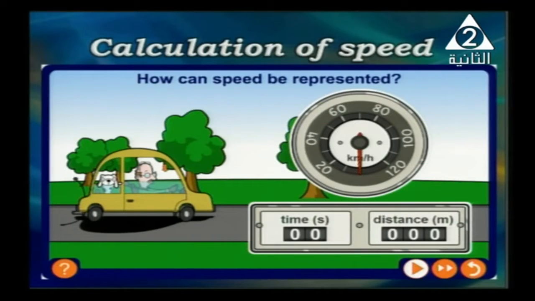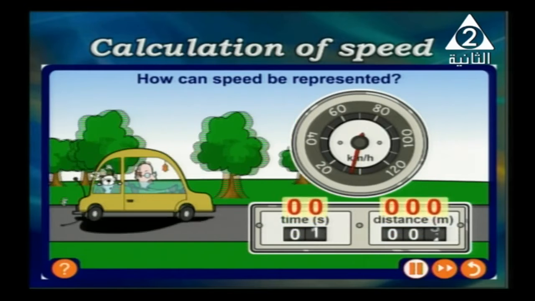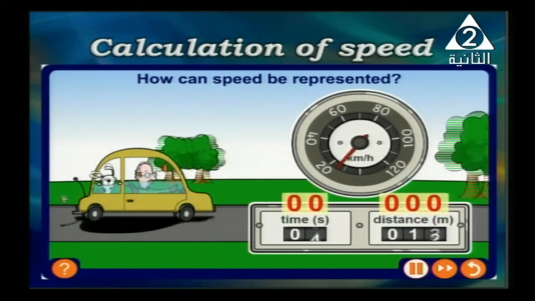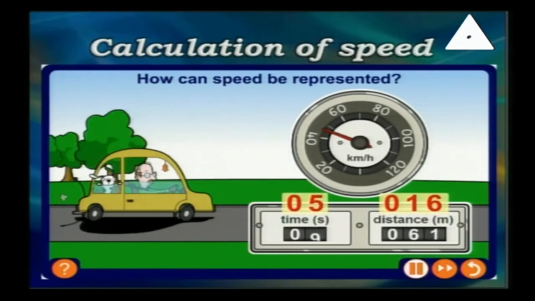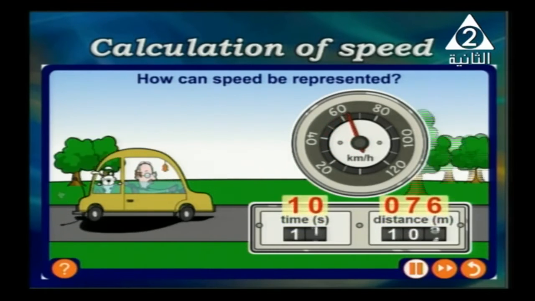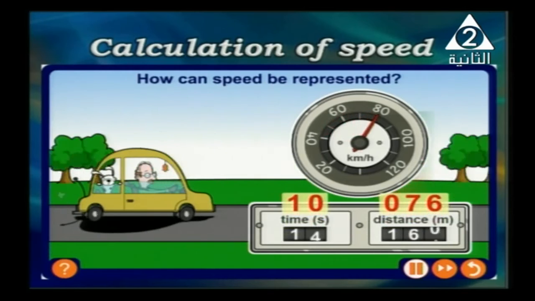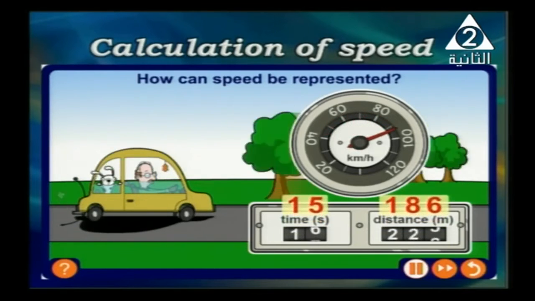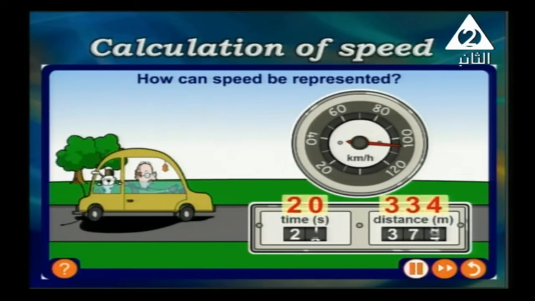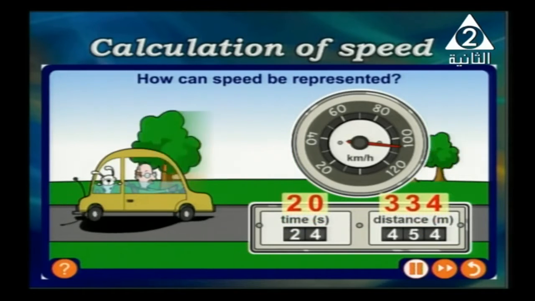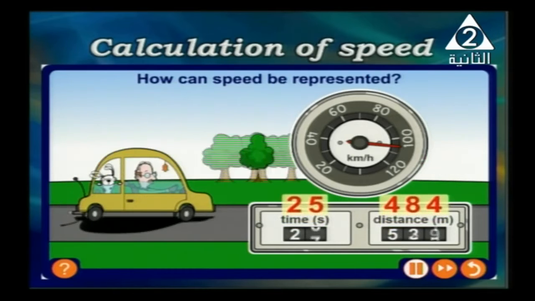So here we have another type of question: calculation of speed. How can speed be represented? We have this activity to make the relation between distance and time. Every time we have different distance and different time. The speedometer in our slide shows increasing speed, increasing time, and increasing distance during time.